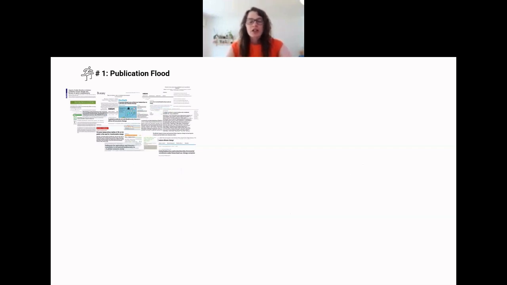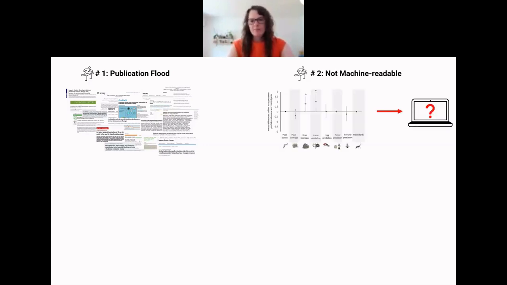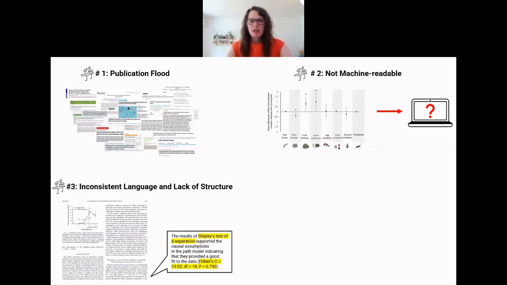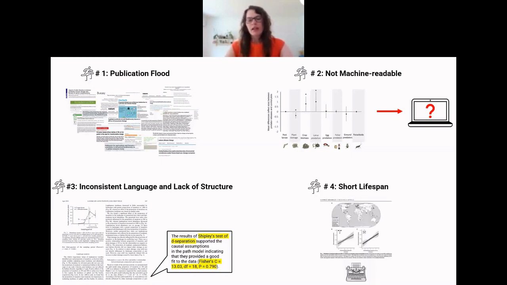So to summarize, our current approach of communicating scientific information in these pseudo-digitalized PDF formats presents several problems. One, it contributes to a publication flood that makes it difficult to keep track of all of the new knowledge and to figure out what information should be included in a synthesis. Second, the data is not machine readable, so it has to be manually extracted, which is a laborious process. It also results in poorly structured articles that are not tied together by consistent or clear language or structure. And finally, we end up with a static PDF article that can't easily be updated once it's published.